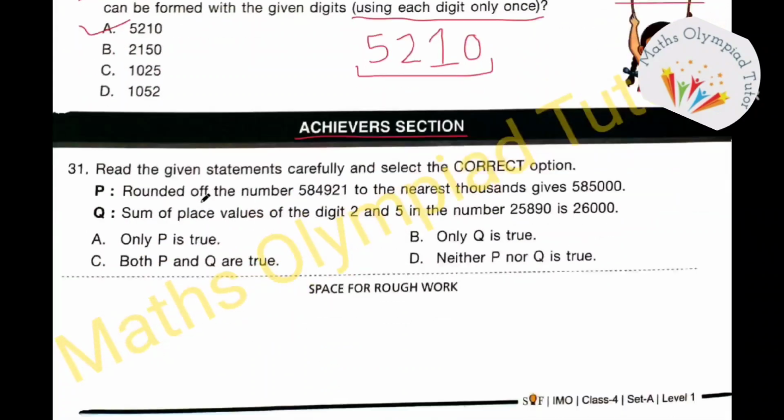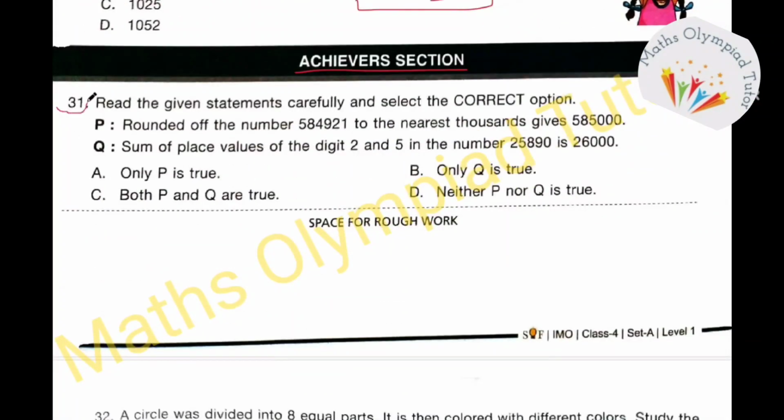Next is the most important section, that is the achievers section. Question 31 says, read the given statements carefully and select the correct option. Two statements are there, statement P and statement Q. We have to read and find whether they are true or not. Statement P says, round off the number 584921 to the nearest thousands. Nearest thousands gives 585000. We have to round it off to the nearest 1000. This means we have to check the hundreds place, which is 9 here, which is more than 5. So we will add 1 here and the rest will become 0. So the number would be 585000, which is here. So this statement is true.